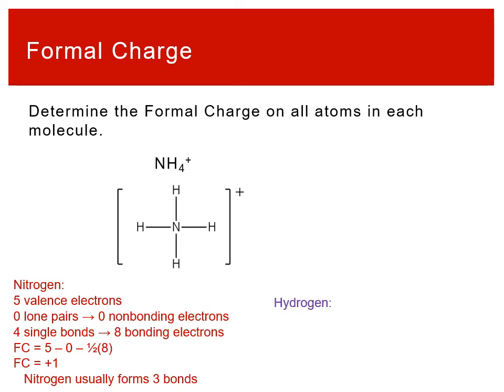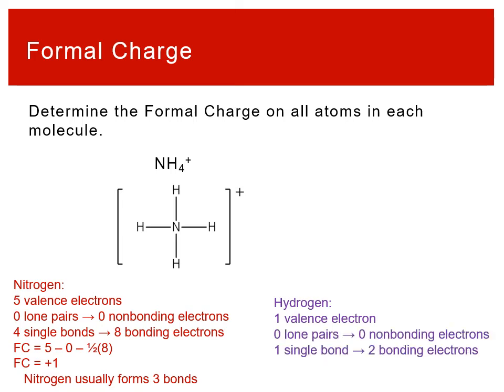If we look at our hydrogen, we have 4 hydrogens. They're all going to be the same. 1 valence electron coming in, 0 lone pairs, 1 single bond for 2 bonding electrons, formal charge of 0. So as we would expect, the hydrogens do follow the expected pattern of just that single bond. Like we said, the hydrogens always are going to.